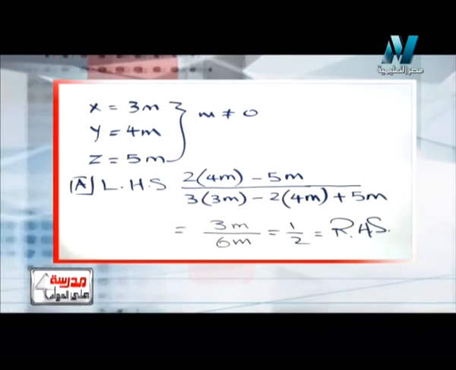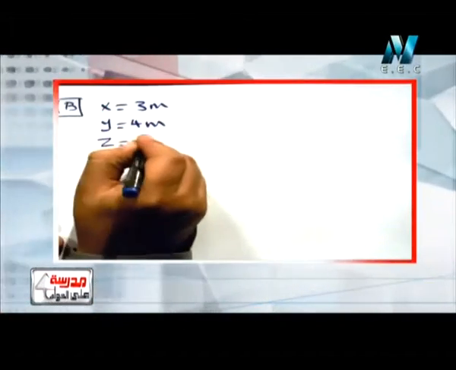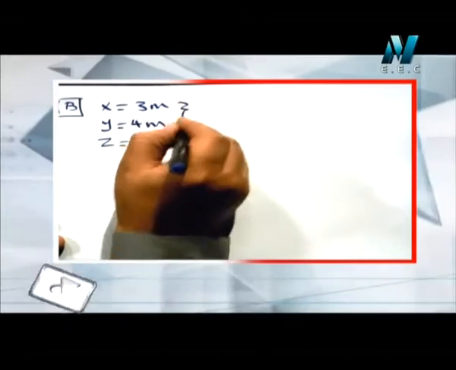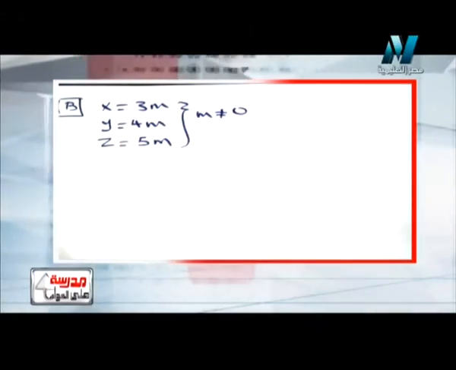Now let's see the second part, B, which says root of 3x squared plus 3y squared plus z squared equals 2x plus y. And this is again exercise 5, page 29. I'm going to use the same givens as before, that x equals 3m, y equals 4m, and z equals 5m, and m is a factor, and this factor doesn't equal 0.